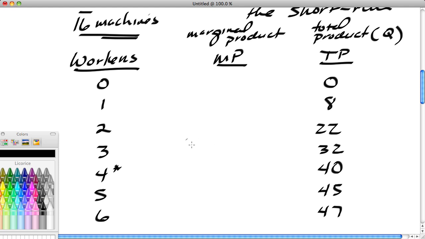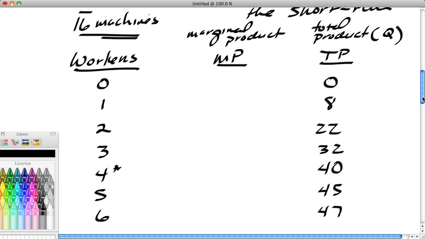As we add workers, now notice we're adding a worker at a time. 1, 2, 3. Workers are increasing 1 at a time. Output is not increasing at a constant rate. At first, output is increasing at an increasing rate. Notice we go from 0 to 8 to 22. That's increasing at an increasing rate. After 22, though, after the second worker, we keep adding workers, and our output is increasing, but increasing at what? Increasing at a decreasing rate.